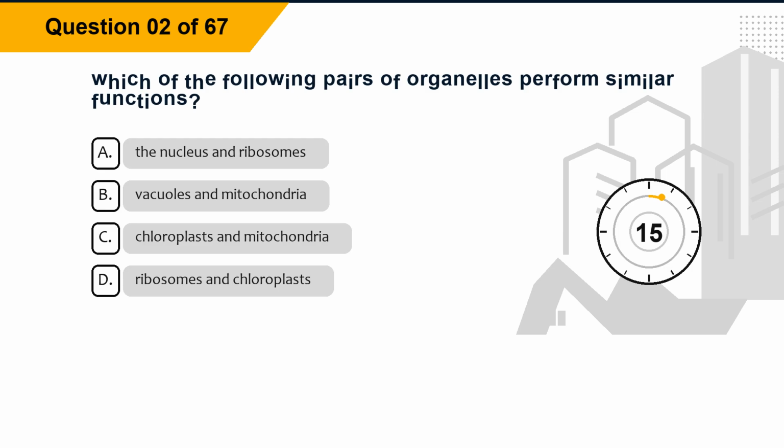Question 2. Which of the following pairs of organelles perform similar functions? Option A, the nucleus and ribosomes. Option B, vacuoles and mitochondria. Option C, chloroplasts and mitochondria. Option D, ribosomes and chloroplasts.